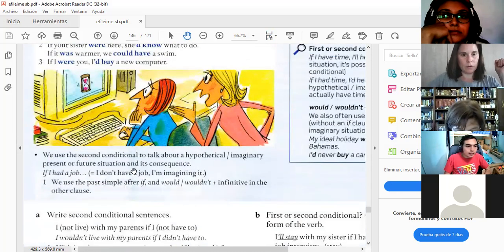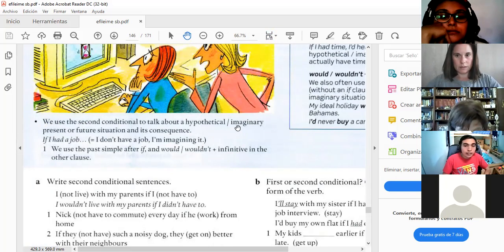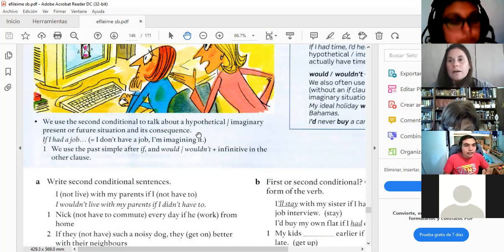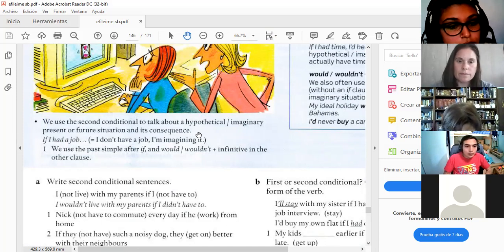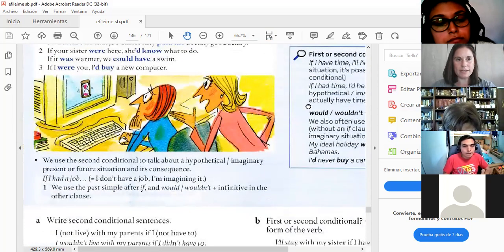Okay, so you go, Nico, with the explanation here. We use the second conditional to talk about hypothetical, imaginary, present, or future situations and their consequences. If I had a job, we use the past simple after if and would or wouldn't plus infinitive in the other clause. Excellent.